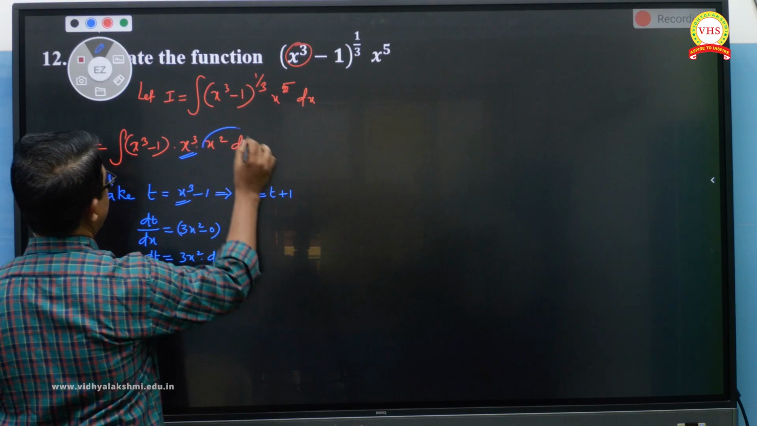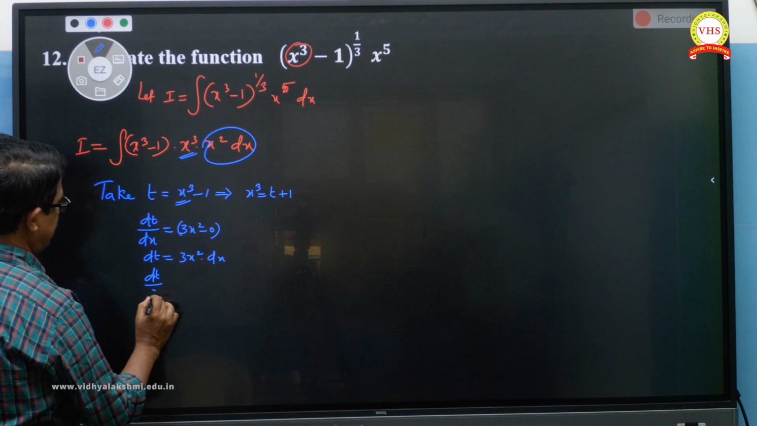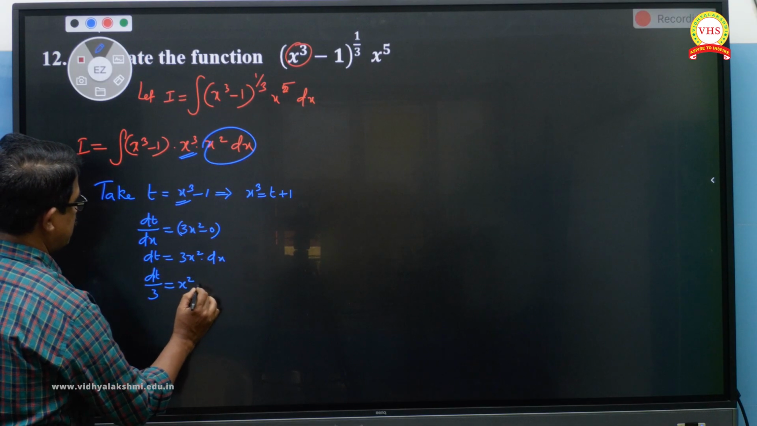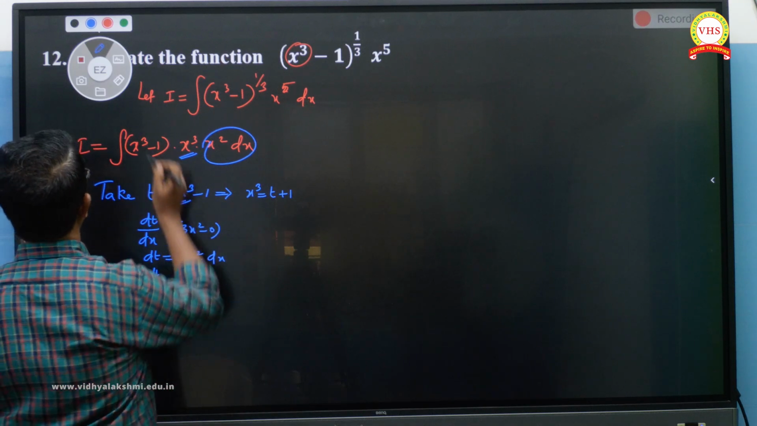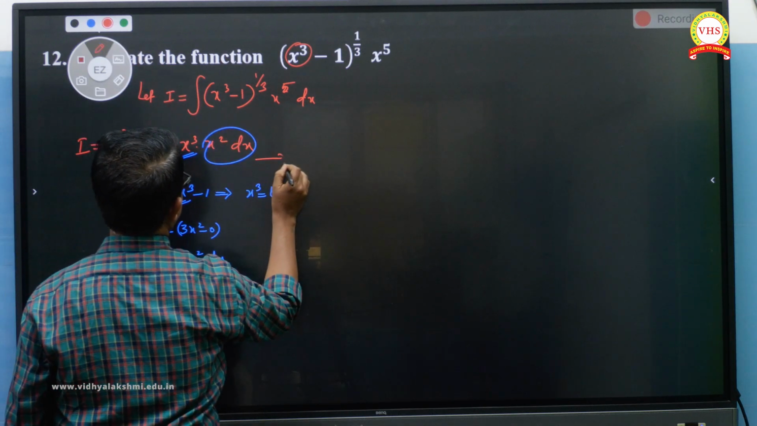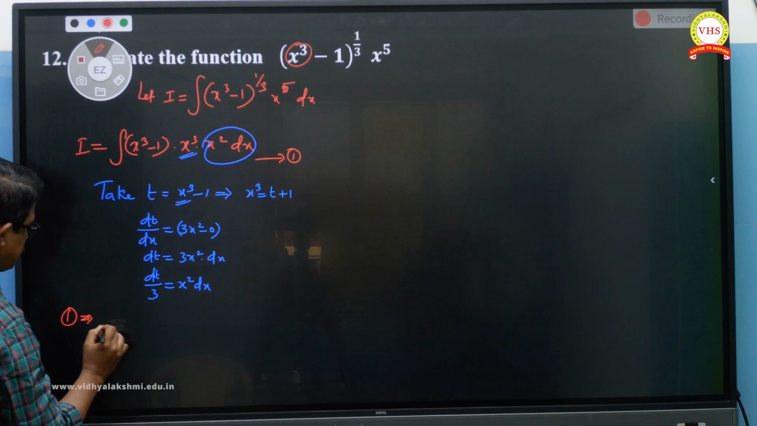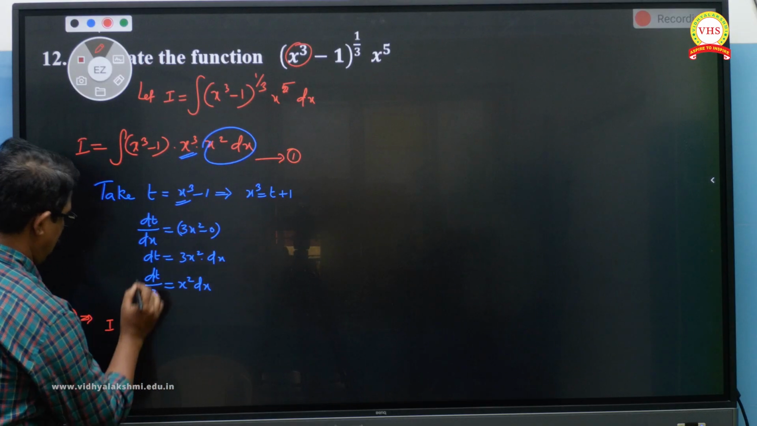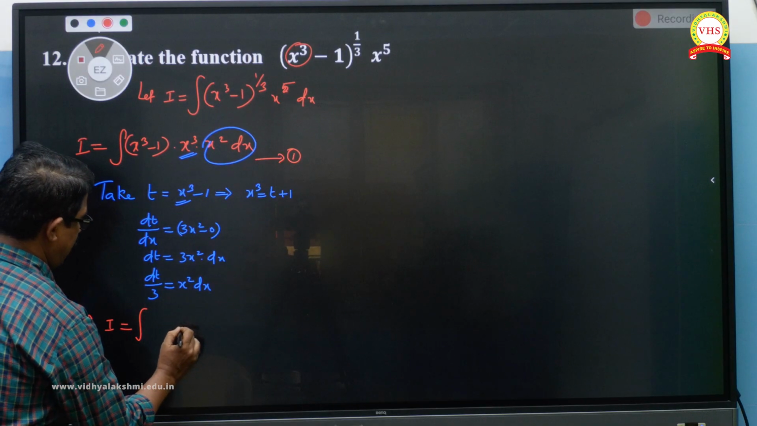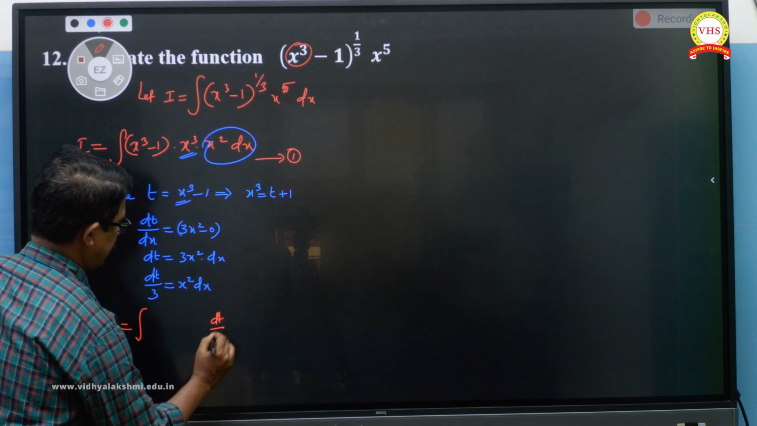I need only x square dx. That means, taking 3 to the left side, dt by 3 equals x square dx. Okay, then what does equation 1 become? This is equation number 1. Now equation 1 becomes I equal to the integral of x square dx, which became dt by 3. Yes, correct? dt by 3.